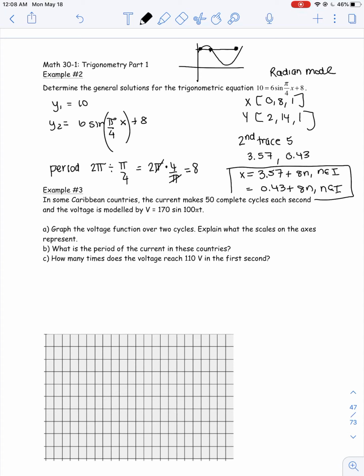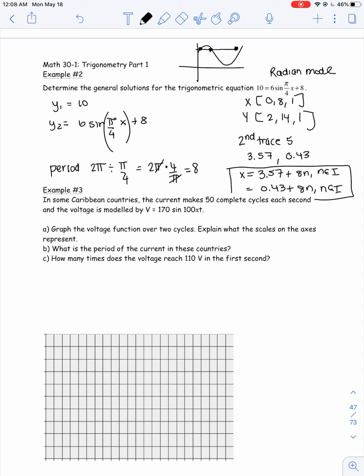Example number 3: in some Caribbean countries, the current makes 50 complete cycles each second, and the voltage is measured in V equals 170 sine 100 pi t. Graph the voltage function over 2 cycles. Explain what the scales on the axes represent.